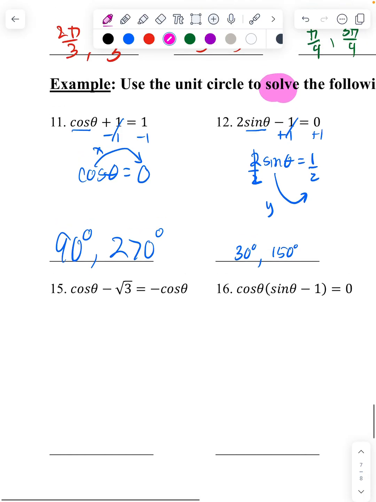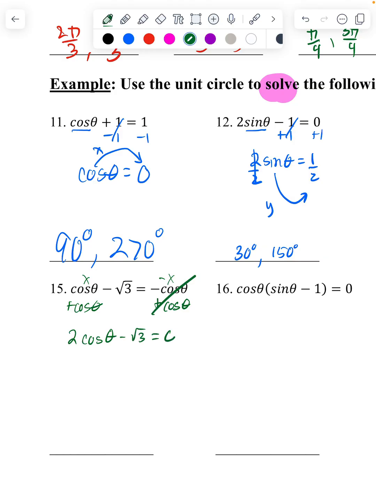All right, last row. These are going to get a little trickier, but good thing you're smart. If you treat these like x's, like here's an x and a negative x, you need them all on one side. So I'm going to add this one over. And I'm going to have 2 cosine theta minus square root 3 equals 0. Now to get the cosine alone, I move this over. So now I have 2 cosine theta equals the square root of 3. And to get cosine alone, my last move is to divide by 2.